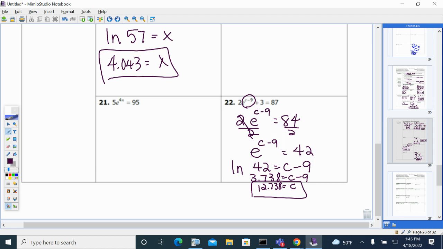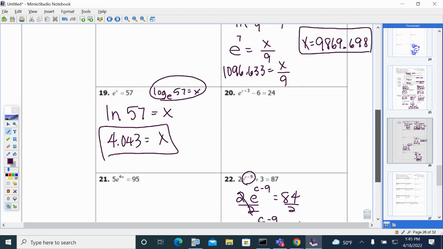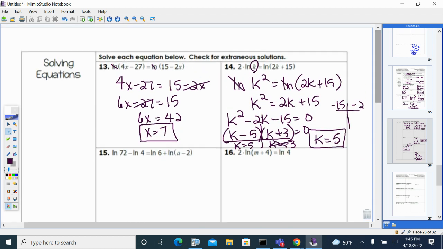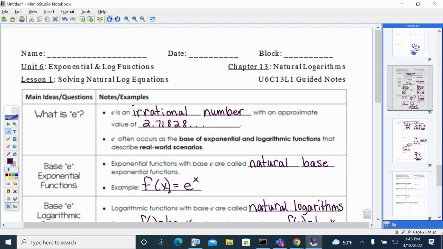So as you can see in this lesson, it takes us through all of the concepts, standards, and rules that we learned in chapter 12, changing from logarithmic to exponential. The only difference here is that these logs are natural logs, so base of e. And then your same rules for solving logarithmic equations also apply in this chapter 13, lesson number 1 for natural logs.